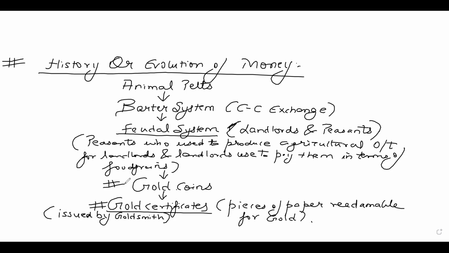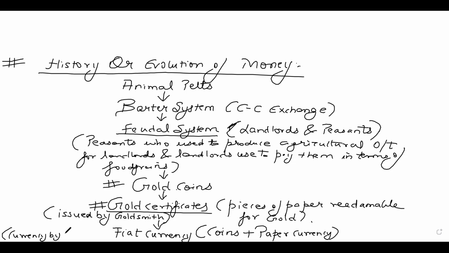After gold certificates, we started having something called fiat currency. Now, fiat currency includes all your coins. If I talk about the US economy, the US economy has nickel and dime. So we had coins, we had paper currency. Now, fiat currency is currency by law. Fiat currency is the currency which is defined by law.